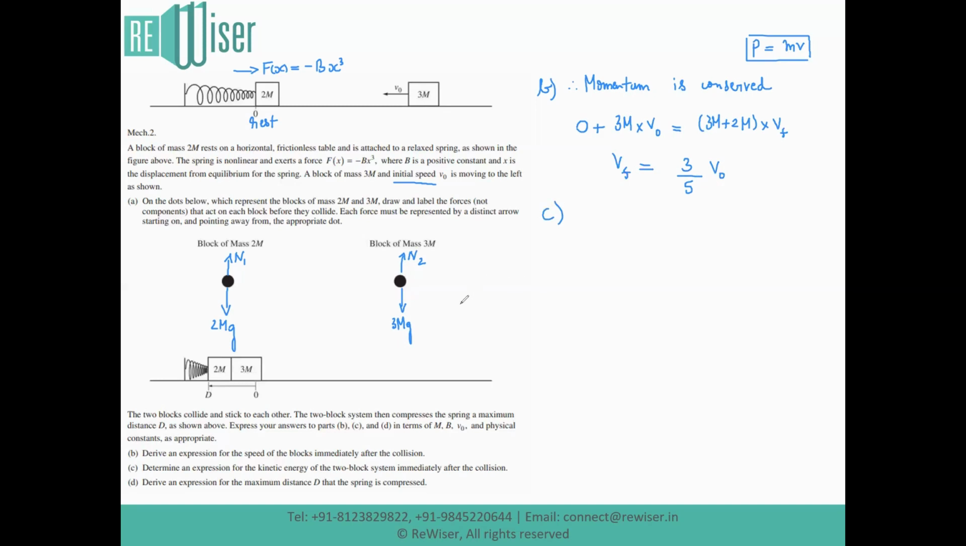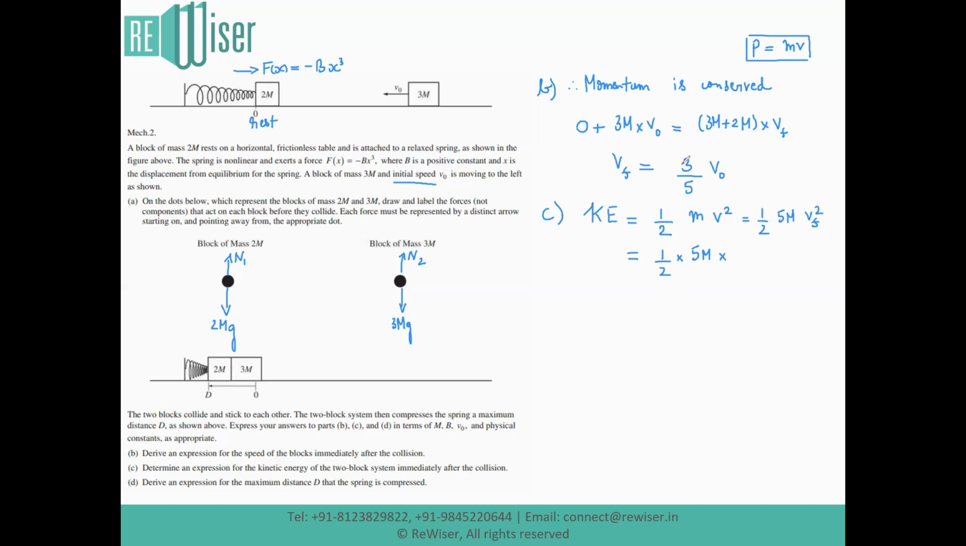Moving on to part C of the question. Part C tells us to derive an expression for the kinetic energy of the two block system immediately after the collision. The kinetic energy of any system in general is given by the formula KE equals half times mass times the square of velocity. Here, after collision, the bodies stick together. So the combined mass is 3 plus 2, that is 5m, and their velocity is v final. Here it becomes half times 5m times v final the whole squared.